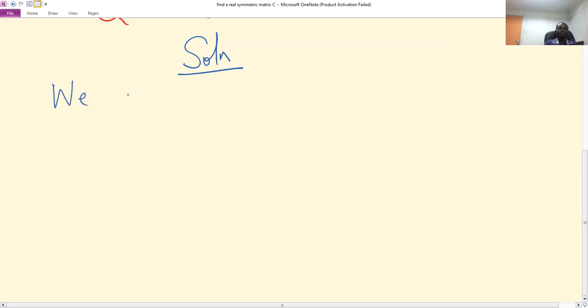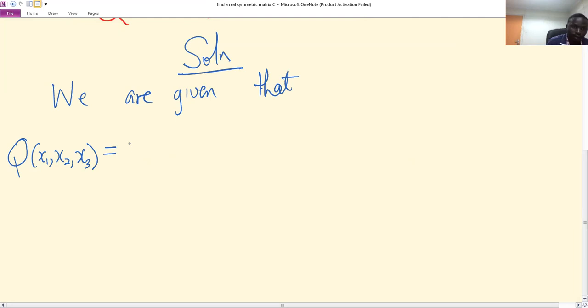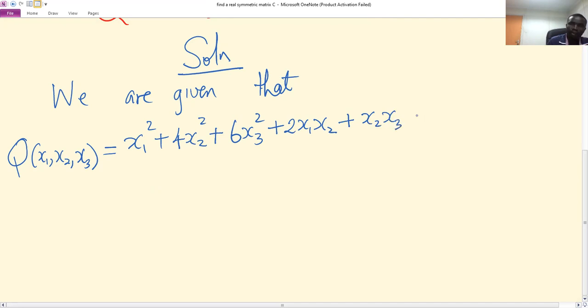Now we are given that the quadratic form of three variables x1, x2, x3 is given by x1 squared plus 4 x2 squared plus 6 x3 squared plus 2 x1 x2 plus x2 x3 plus 3 x1 x3.